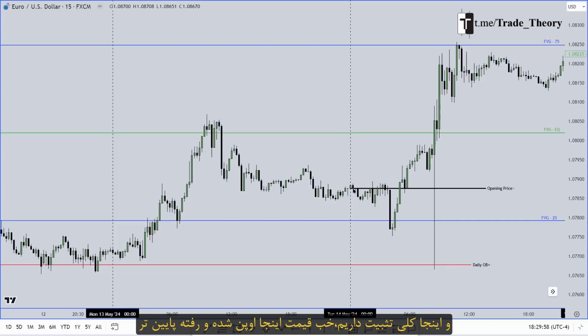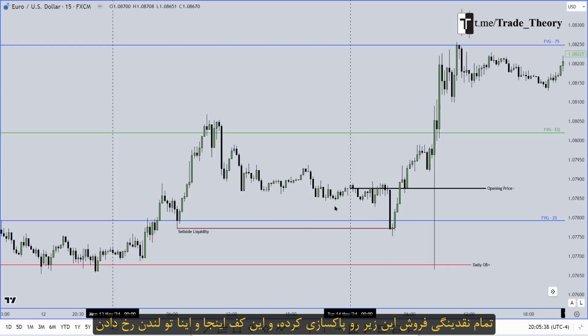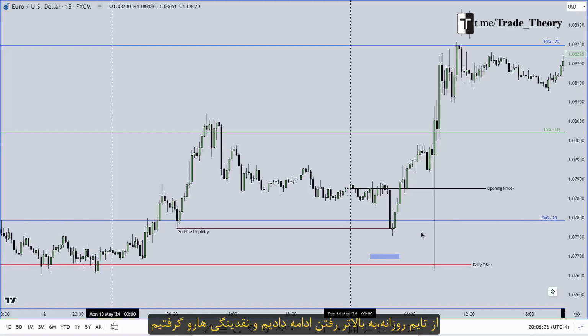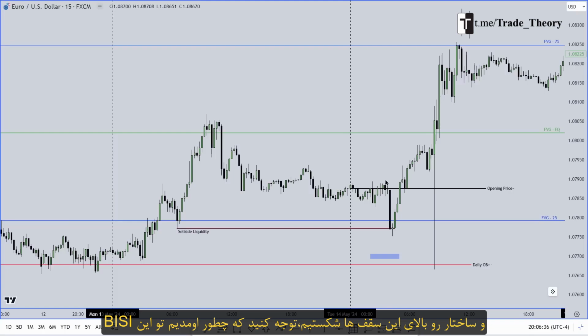So price opens up here, runs lower, sweeping all the sell side liquidity below these lows and this low down here. This is occurring in London. Notice how shallow the sweep is below this swing low down here. We're not getting any meaningful close below it. This candle here runs higher back through that 25% fair value gap level from the daily time frame. And then we continue to push higher, sweeping the buy side liquidity and breaking structure above these highs up here.